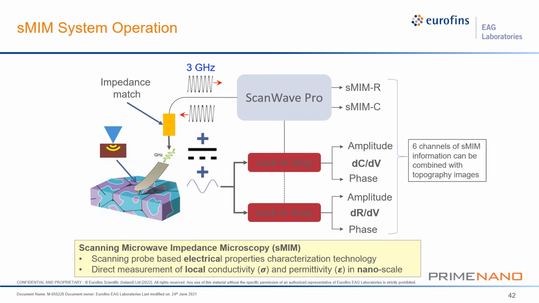Furthermore, an AC voltage can also be applied, and we can monitor the changes in SMIM signal relative to the voltage applied, and this gives rise to the dC/dV and the dR/dV. Ultimately, the idea here is that we're able to measure locally the conductivity of the sample and the permittivity at the nanoscale.